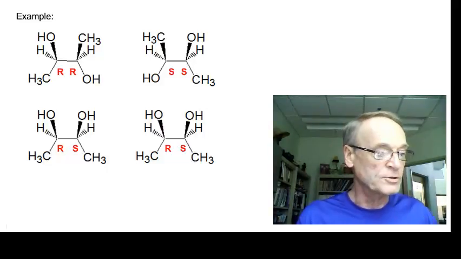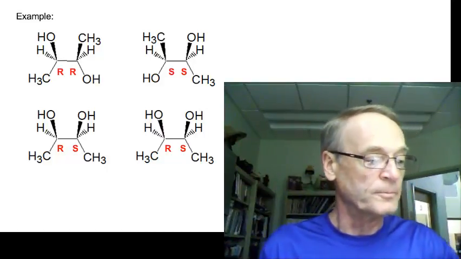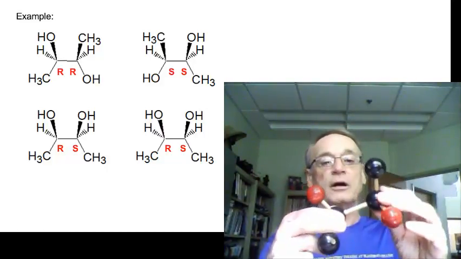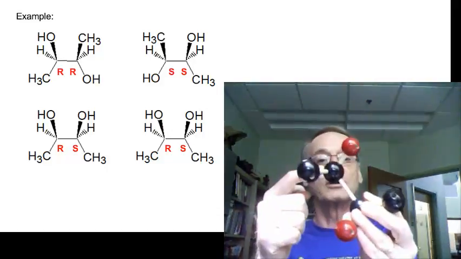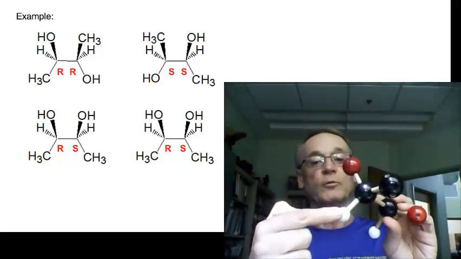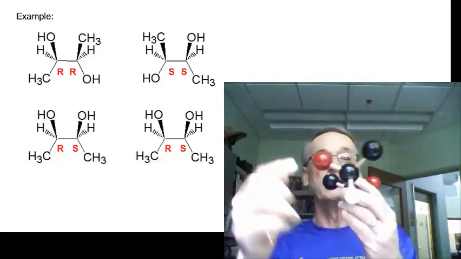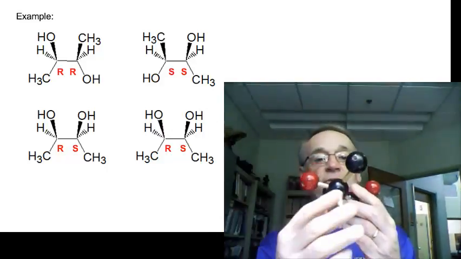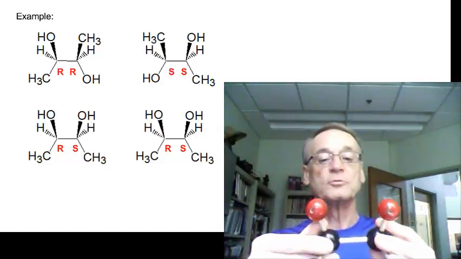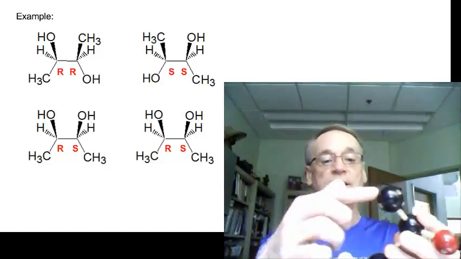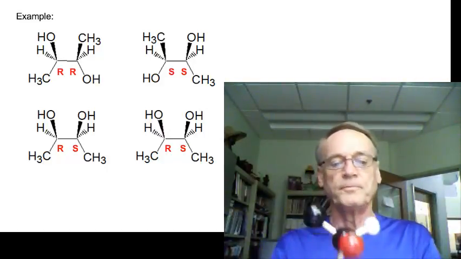Now I want to show you this using some models here. So first of all, take a look at this model. The way I've constructed it is on this carbon I have a black ball, a red ball, and a white ball. And on this carbon I have a black ball, a white ball, and a red ball. So the same three groups on this end as on this end. And I've constructed it in such a way that if I line up the red balls, then the white and the black balls don't line up. So this is not a plane of symmetry.